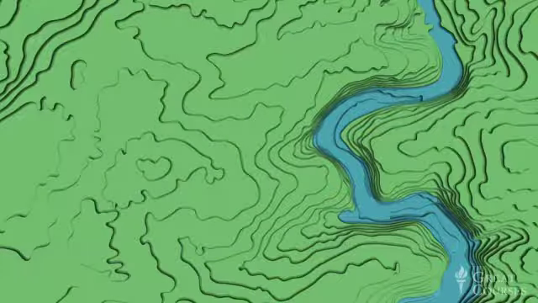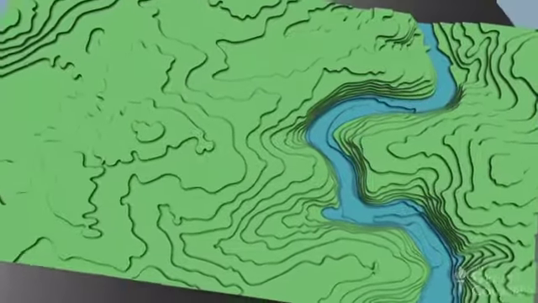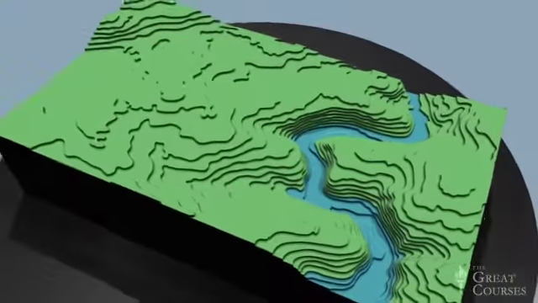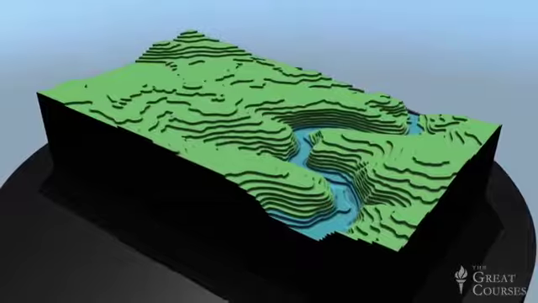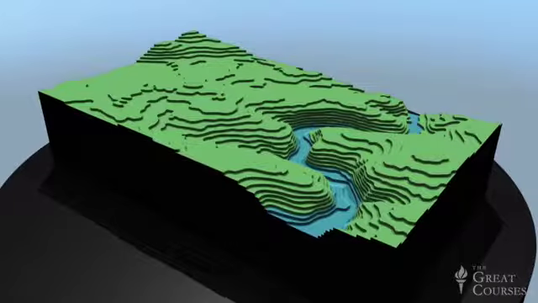Now, to illustrate how we can use contour lines to visualize three-dimensional terrain, I'll start with a two-dimensional computer model of our USGS topographic map and then extrude it upward into the third dimension in intervals of 10 feet for each contour line. Now we can clearly see that closely spaced contour lines correspond to a steep slope and widely spaced contours to a shallow slope.